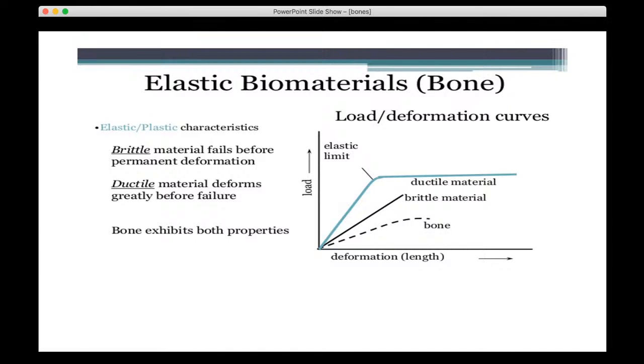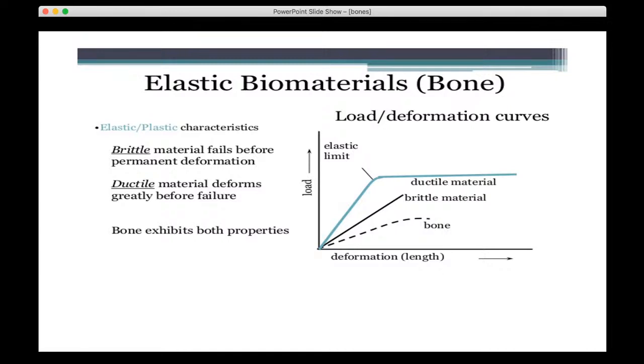So here we have the yield point. Up to this, we have the elastic region. After this, we have the plastic region. In the blue curve, you can see the maximum length. It can deform up to this point, and then fracture will come. So these kinds of materials are known as ductile materials.